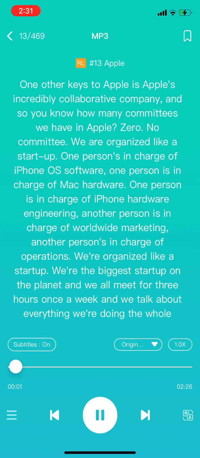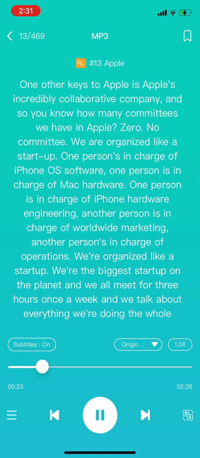One of the keys to Apple is Apple's an incredibly collaborative company. And so, you know how many committees we have at Apple? No. Zero. We have no committees. No committees. We are organized like a startup.